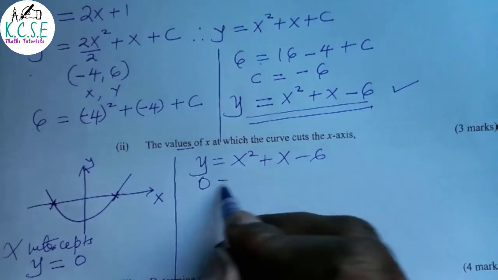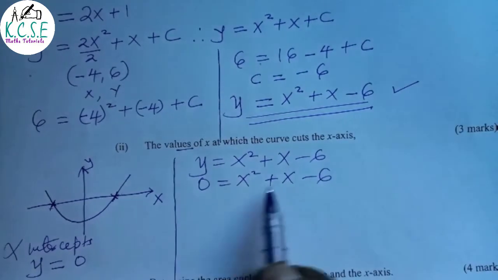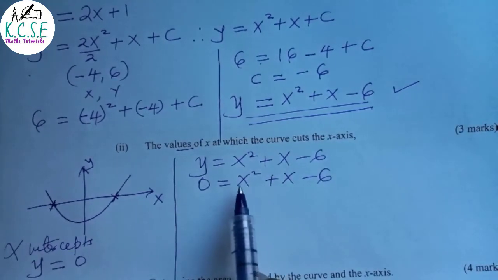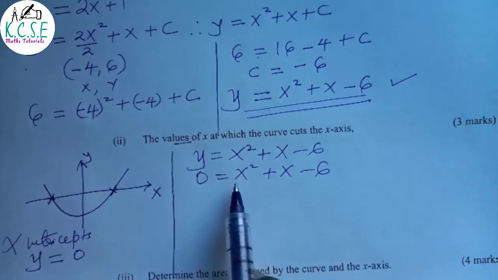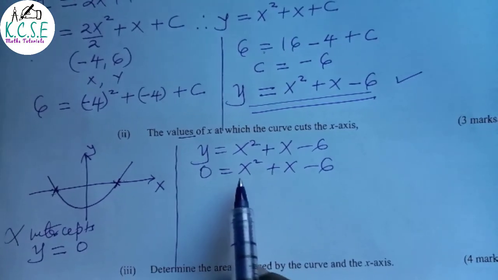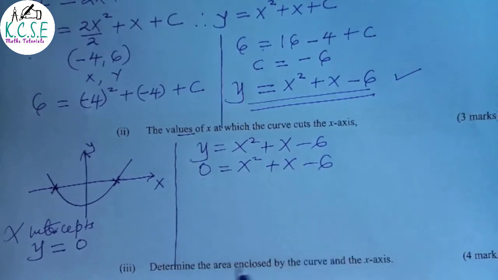Y will be 0, so you'll have x squared plus x minus 6 equals 0. You notice that this is a quadratic equation. And how do we solve a quadratic equation? That is very easy. Using a suitable method, you can use the quadratic formula. You can also use factorization.